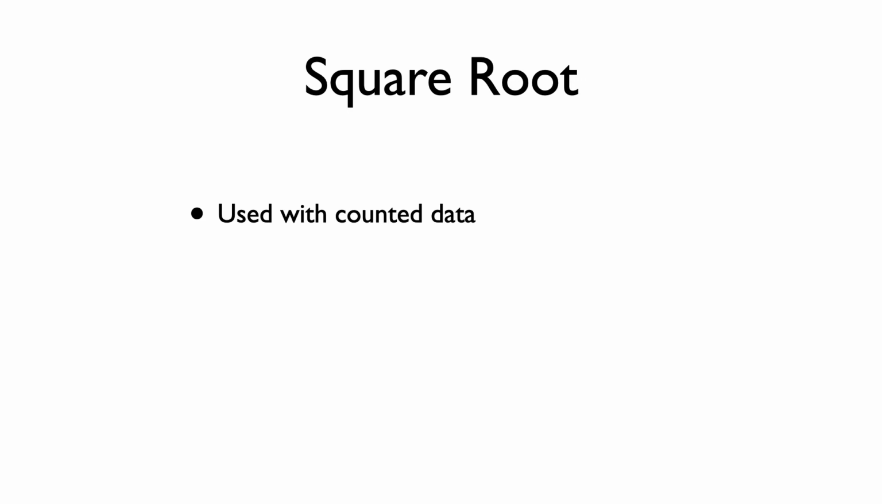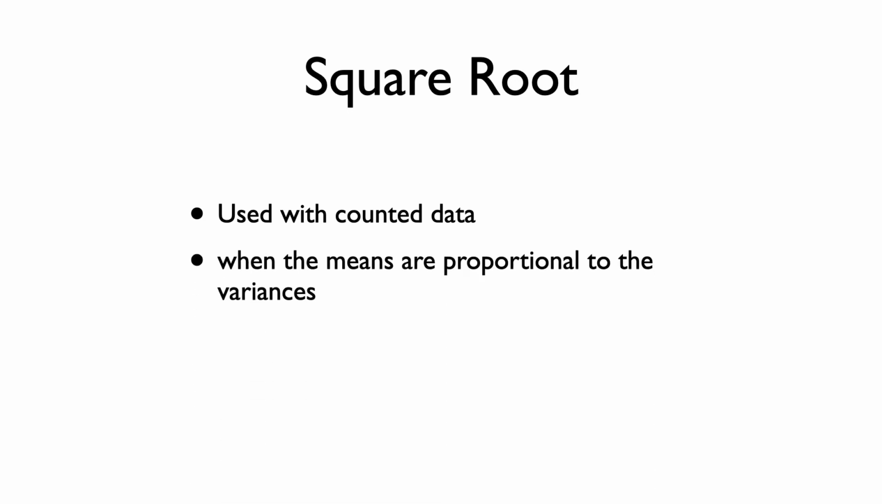So how many of this are in this group? How many? Just counting how many. Number correct, number of correct responses, number of words recalled. It's a very common dependent variable, right? So a lot of times you have counted data, taking the square root fixes it. This is when the means are proportional to the variance. So the bigger the mean gets, the bigger the variance gets, but you can actually graph it and get a straight line. Okay? And that tends to happen with counted data.